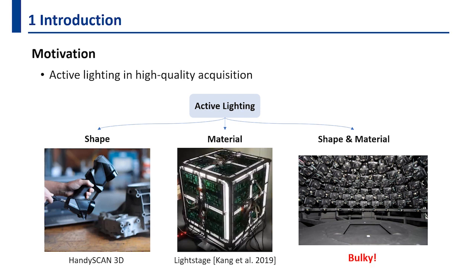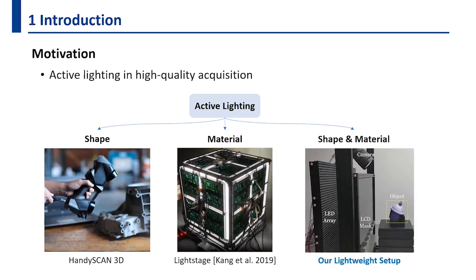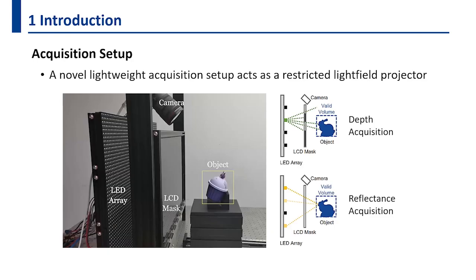To tackle the challenge, we propose a unified structured light for high-quality acquisition of 3D shape and reflectance. Our lightweight acquisition setup consists of an LED array, an LCD mask and a camera. For depth acquisition, each LED can project a set of mask patterns into the space to encode shape information. For reflectance acquisition, a set of light patterns is cast through a transparent mask to sample the reflectance.